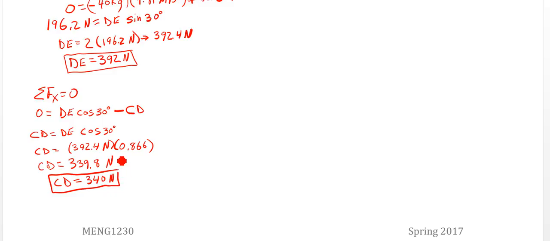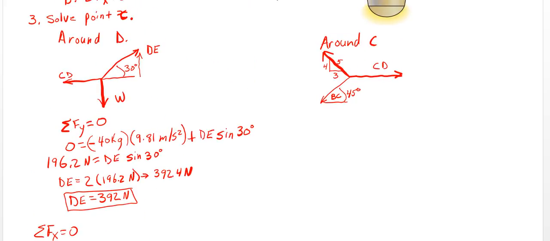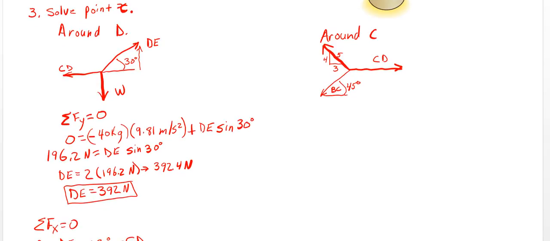All right, so that's around point D. We're all finished with that. We'll use this CD in our equations of equilibrium around point C to solve here. So we're going to take point C, and the sum of the forces in X is what we'll start with, since we know this force here. It's going to be 0. So 0 is going to be 339.8 newtons, that's our CD, minus AC.